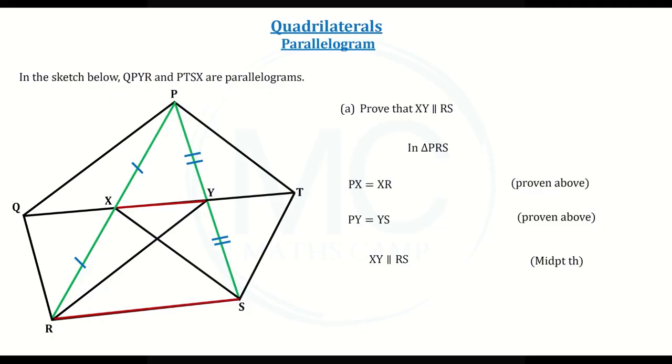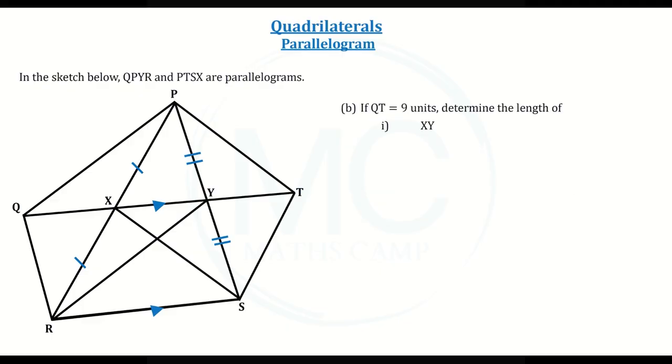Now let's make our diagram black again, and we can put a small blue arrow on XY and a small blue arrow on RS to show that these lines are parallel. Now we can move on to part B. If QT is equal to 9 units, determine the length of XY.